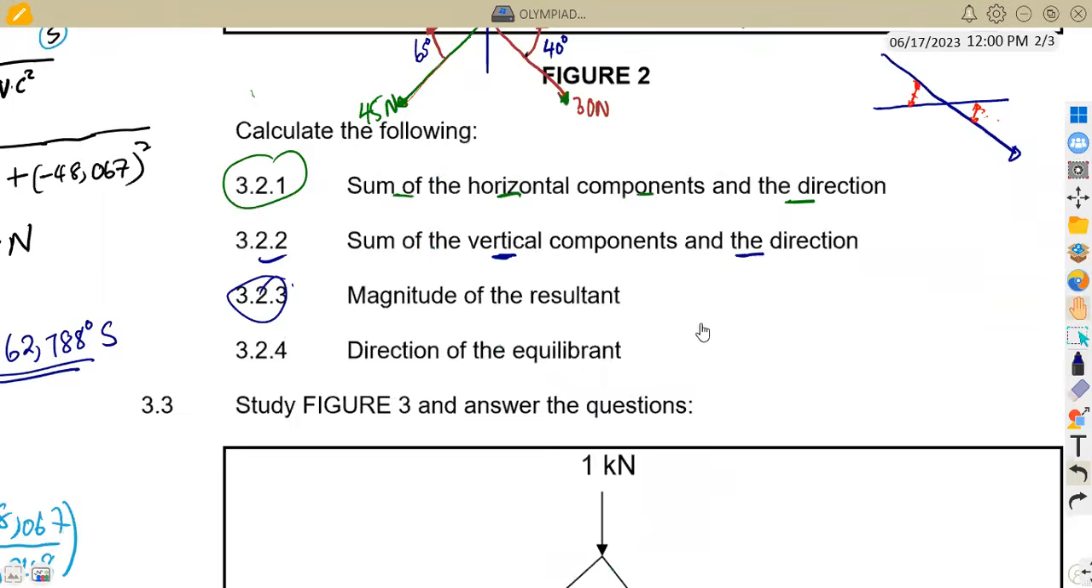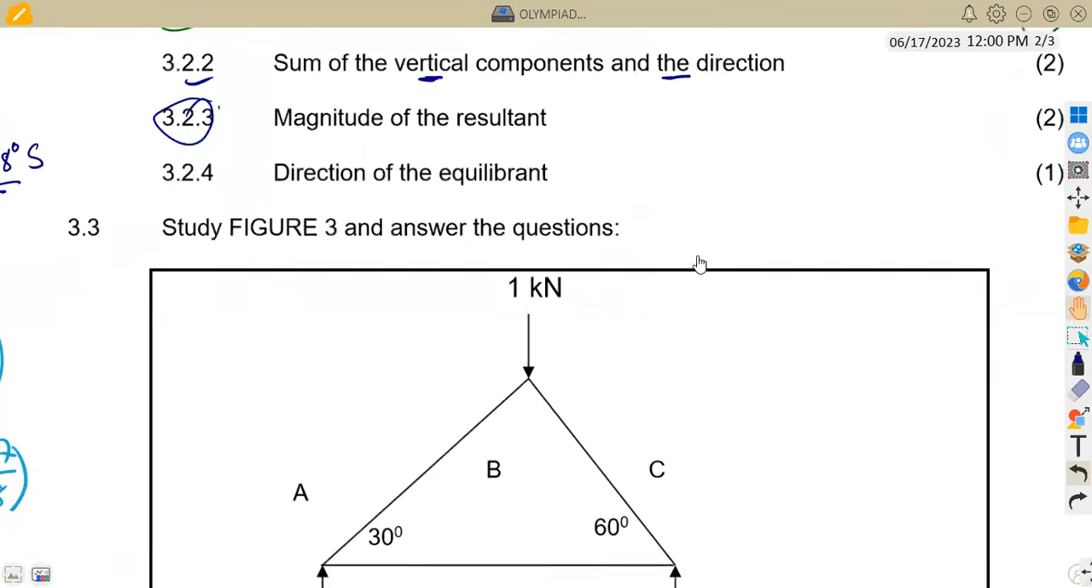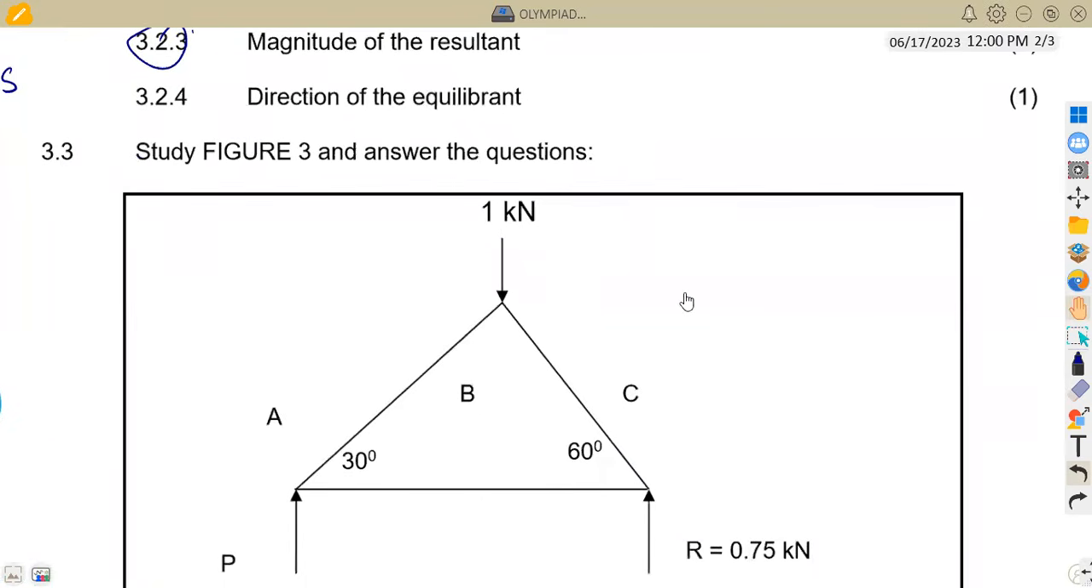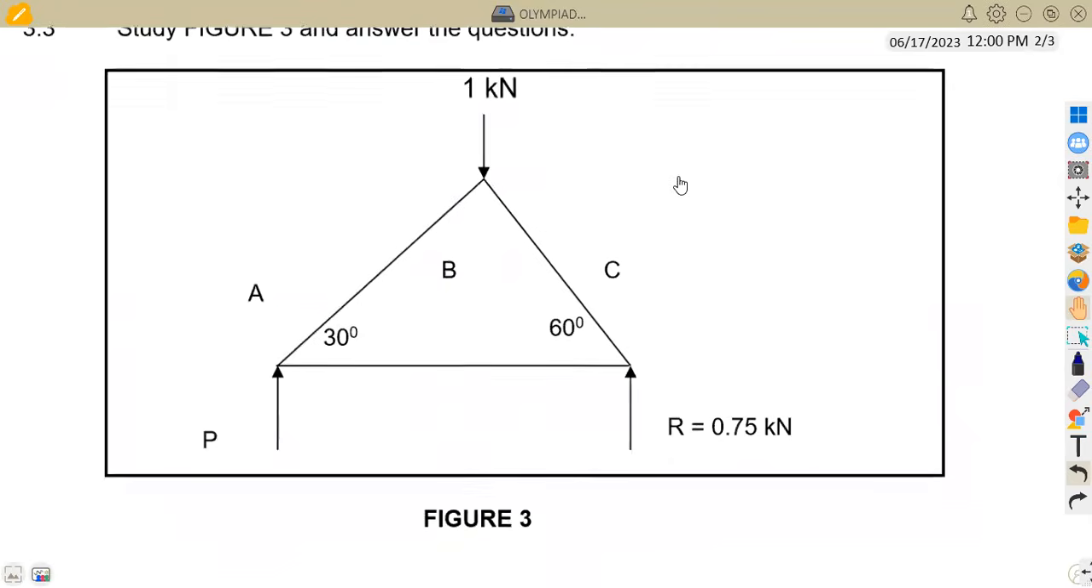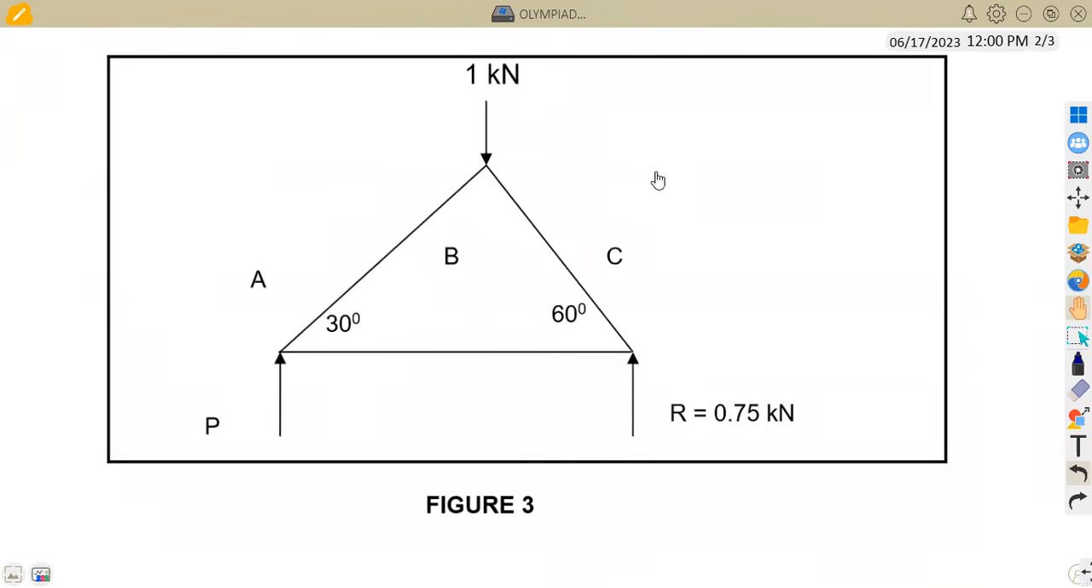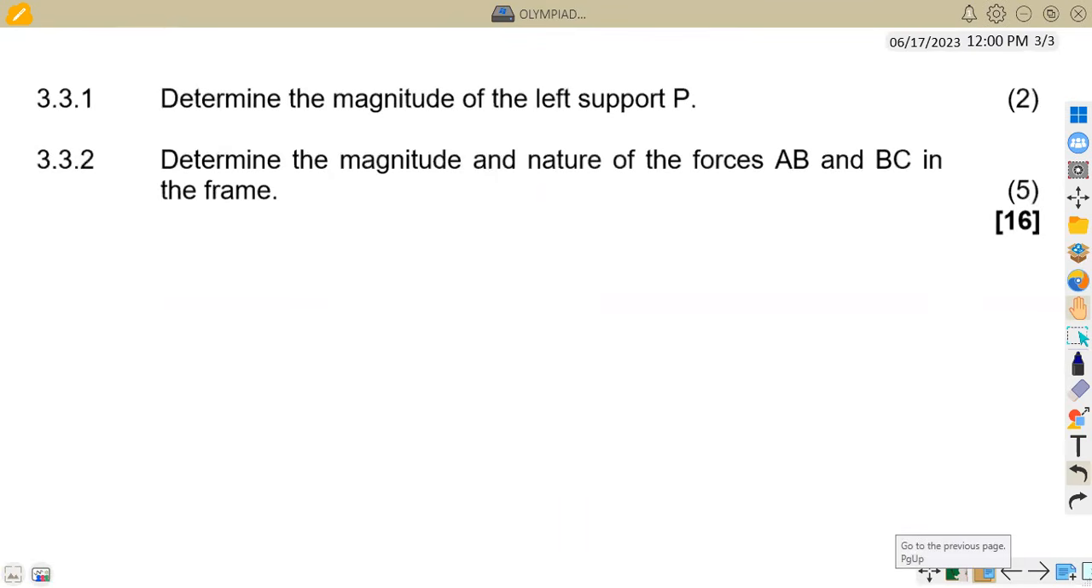All right, then 3.3, we are asked to study fig 3 and answer the questions. So this is the figure that we are given. We've got 1 kilonewton applied at this point. We do not have P, we have got R in this case. This is what you're given. All right, so let's check the part of the question that we are given from this diagram that we are seeing here.